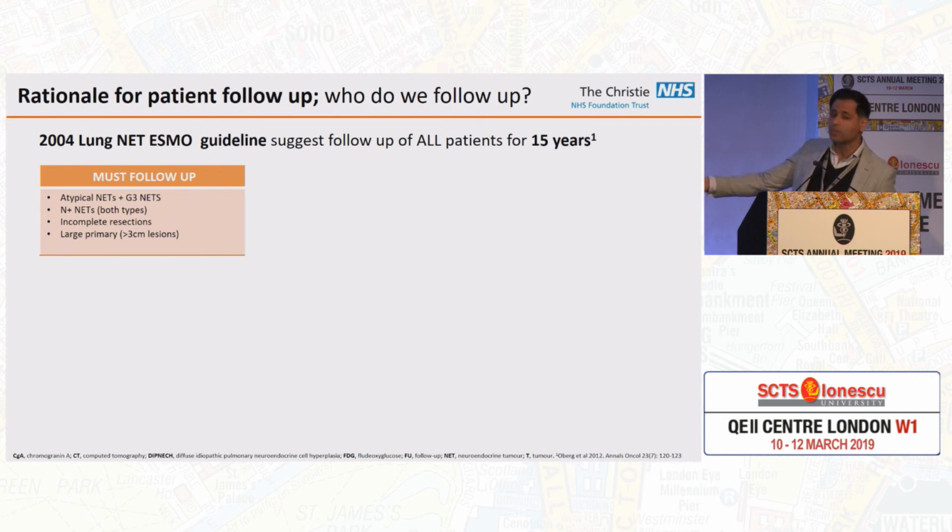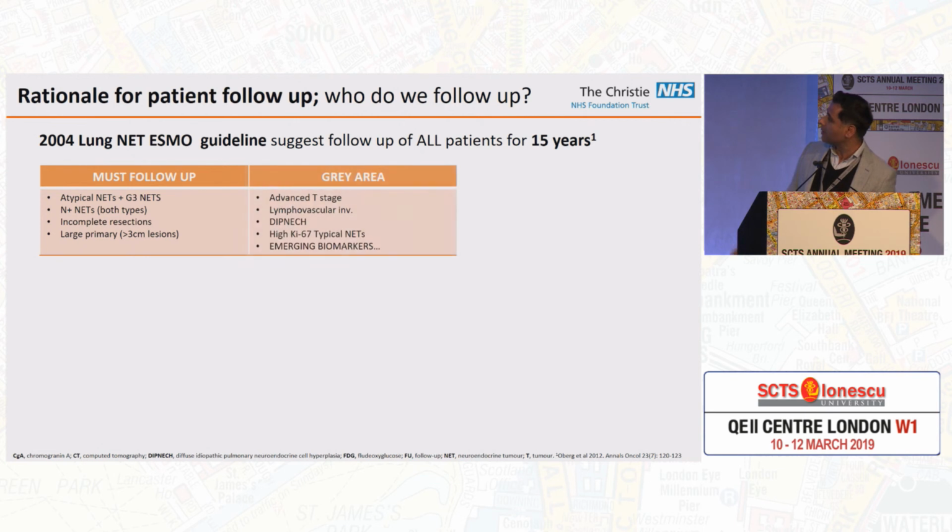So who must you follow up? Well, you must follow up your atypical NETs and your grade 3 NETs, the node positive NETs, the incomplete resections, and the large primaries. Where is the grey area? The T stage. I don't really know what to make of the T stage. Lymphovascular invasion. DIPNETs. Should we follow them up intensively? My gut feeling is probably we should because they are a respiratory problem. High Ki-67 score patients with typical NETs, and of course, any emerging biomarkers.